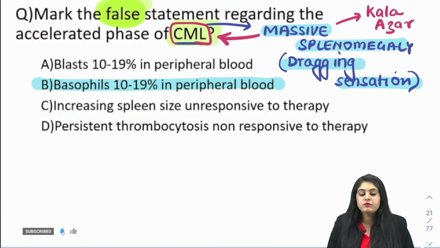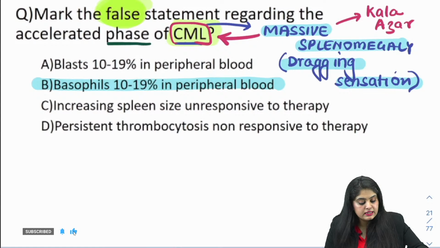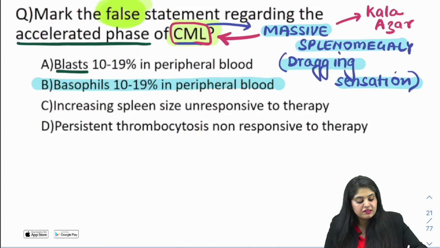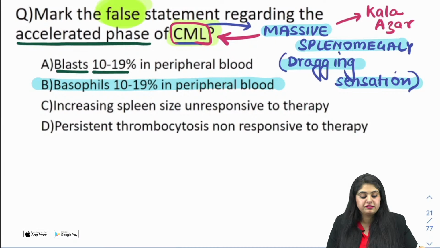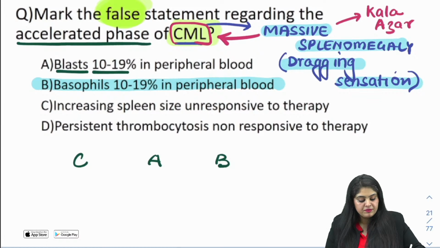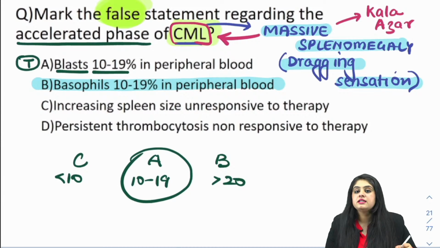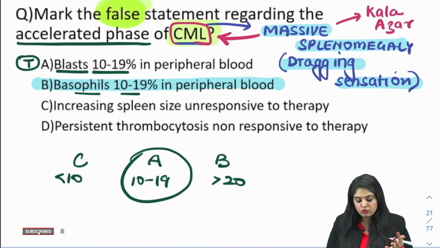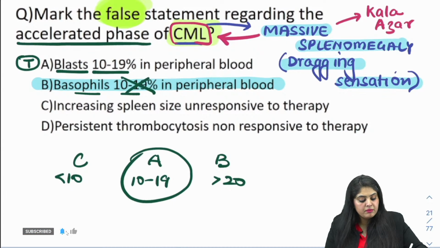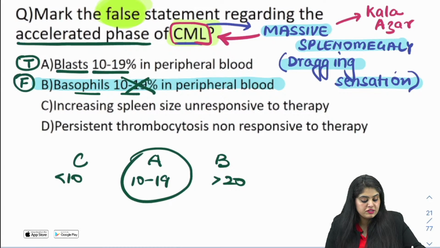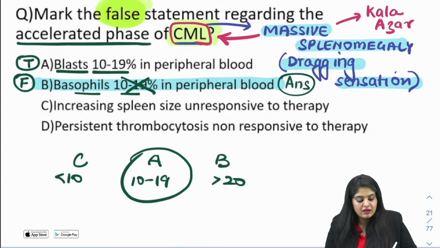Now let's do a true-false. They had asked me regarding the accelerated phase. Tell me, in the accelerated phase, is the blast count 10 to 19%? Yes. There are 3 phases, CAB phase: blast count less than 10, then 10 to 19, and then more than 20. So yes, in accelerated the blast is 10 to 19. That is right. Are the basophils 10 to 19? No, that is not a criterion. Basophil was never 10 to 19. Basophil was more than 20%. So that is the false statement. That is the answer that you have over here.